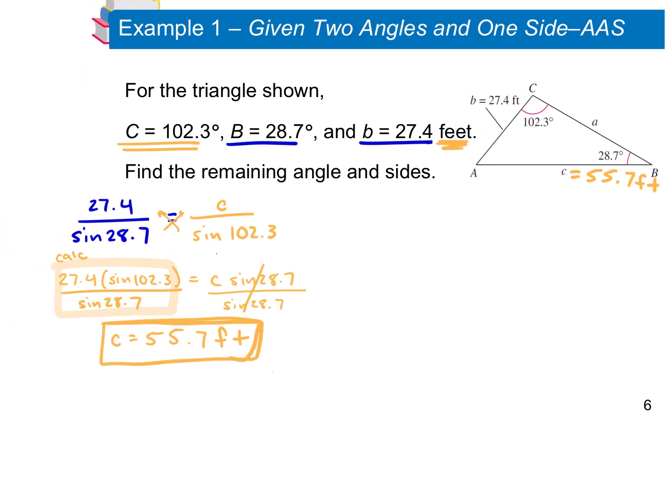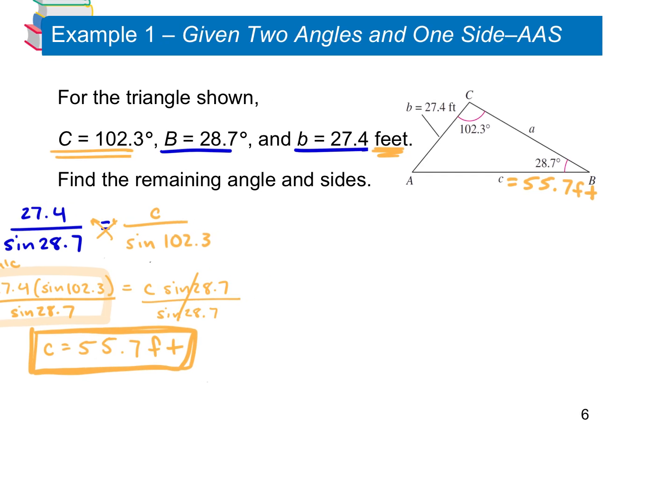Again, it gave us 3 pieces of information. We're going to need to come up with the other 3, so we have 3 answers that we need to find total. So we found 1. Next, we're missing angle A and side A. So let's find angle A first.